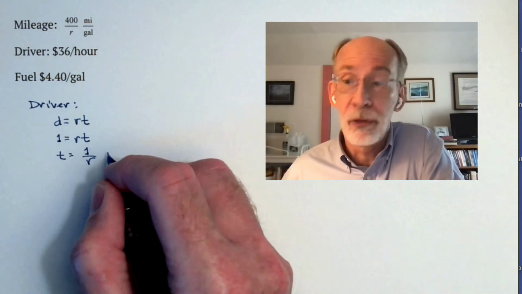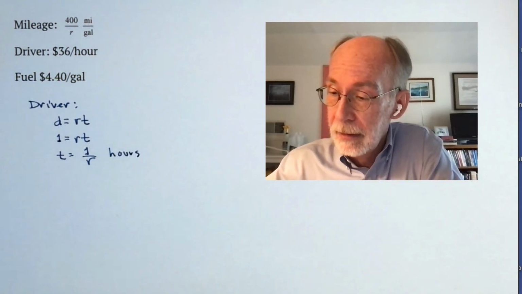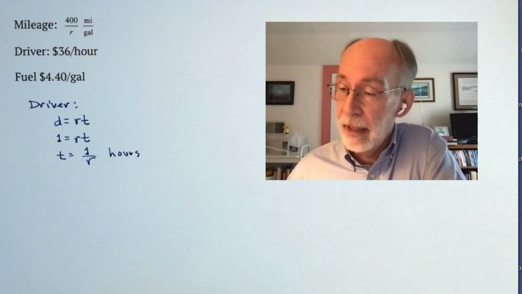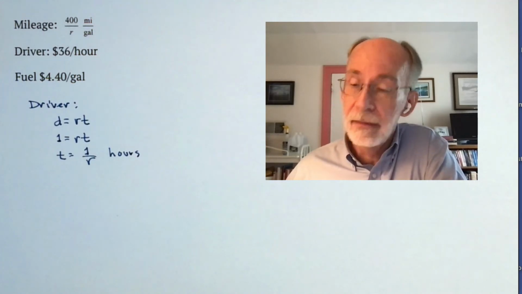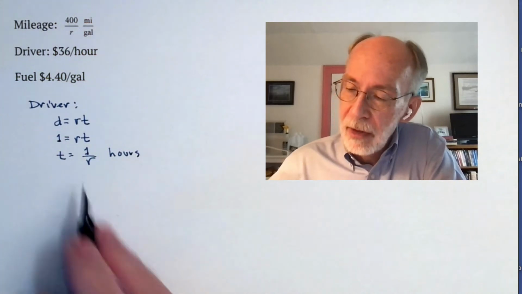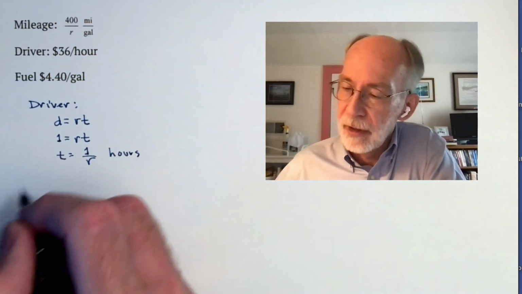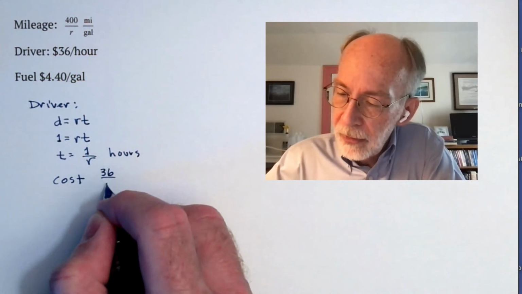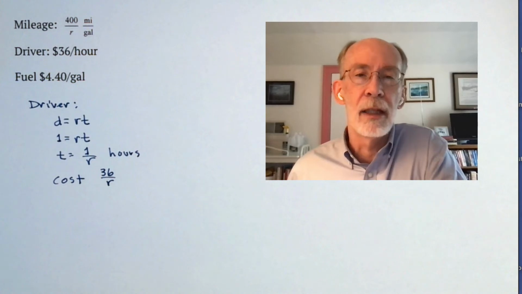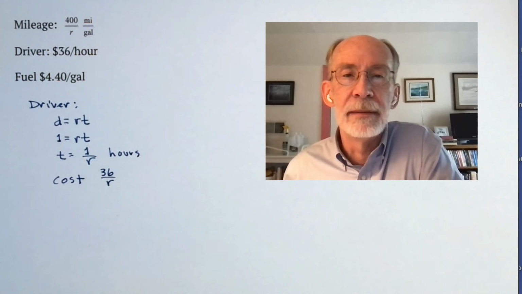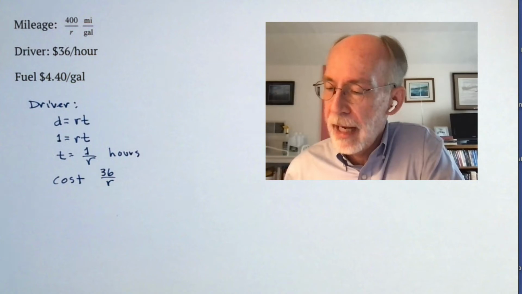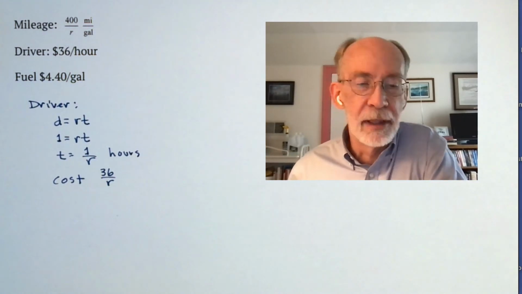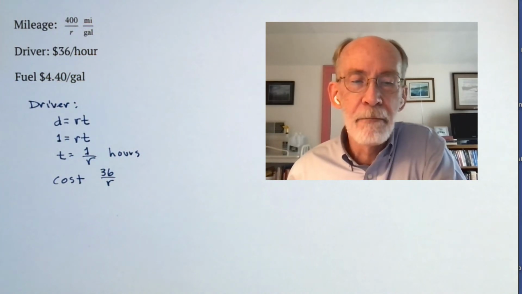And that would be in hours. So how about the cost of the driver then for that time? It's going to be $36 an hour times the 1 over R hours. So the driver cost is 36 over R dollars. And if you have any doubts about how those units set up, you can go back and double check that they all are operating and canceling exactly as one would hope and expect.